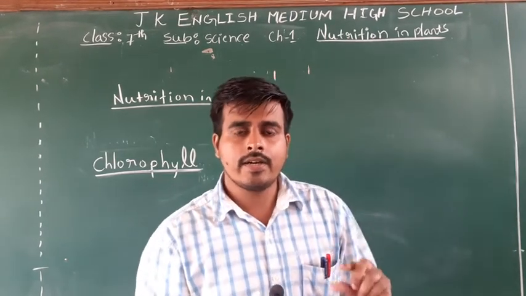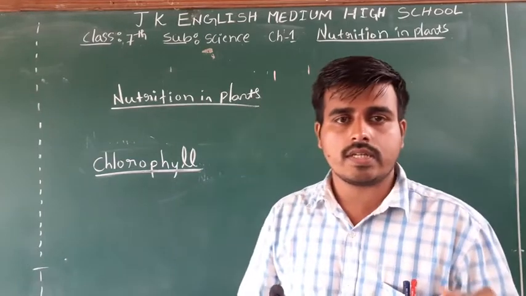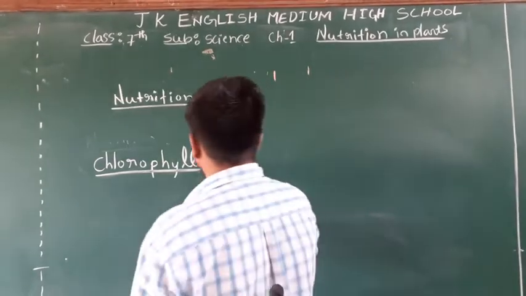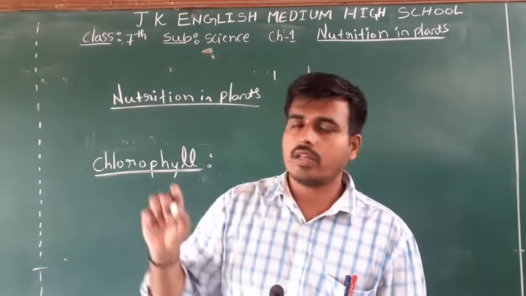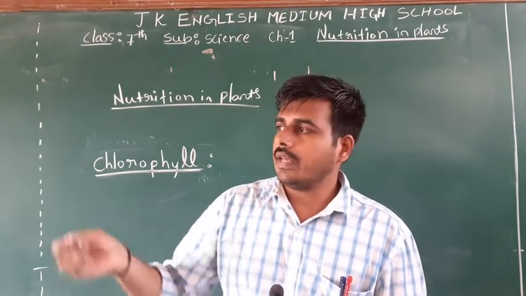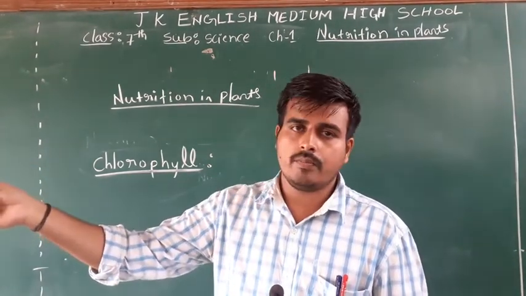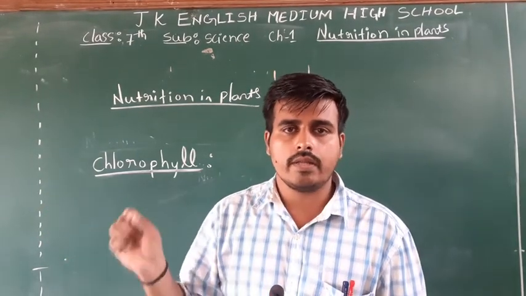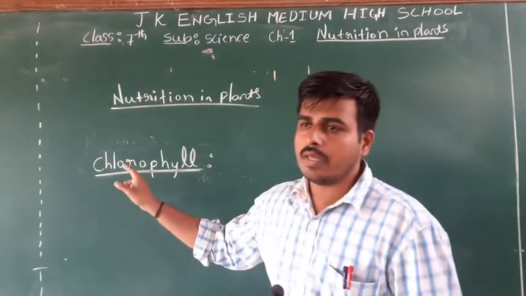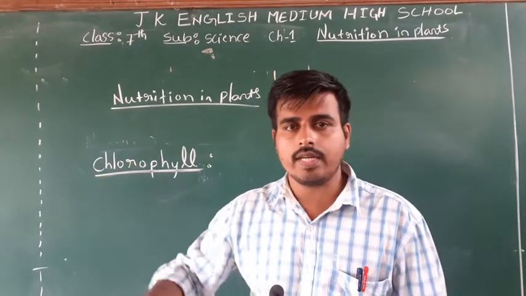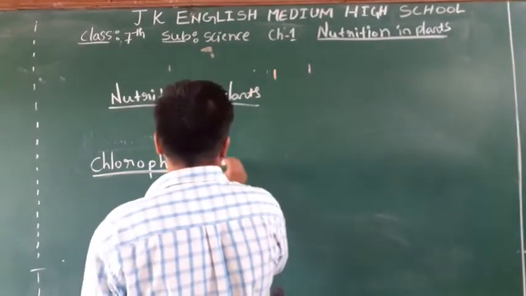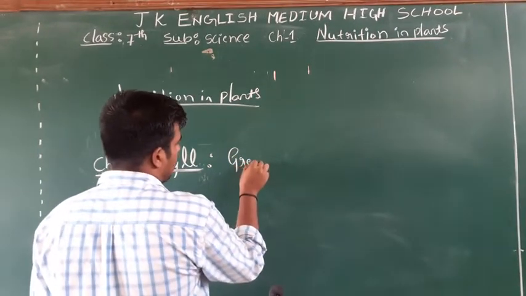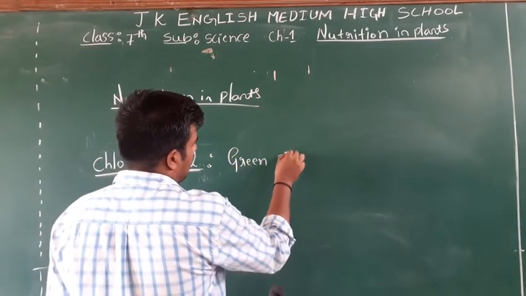This is green in color, therefore it is also known as a green pigment. Actually it is green in color, and this is responsible for the green color of the leaf. Each and every leaf of a plant looks green because the presence of chlorophyll makes the leaf appear green. Therefore this pigment is also known as green pigment.